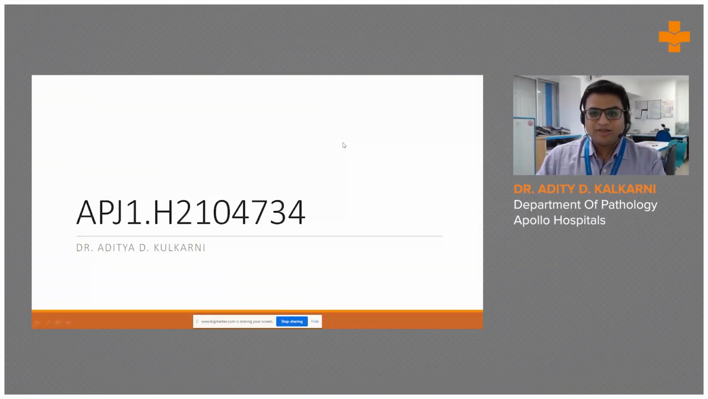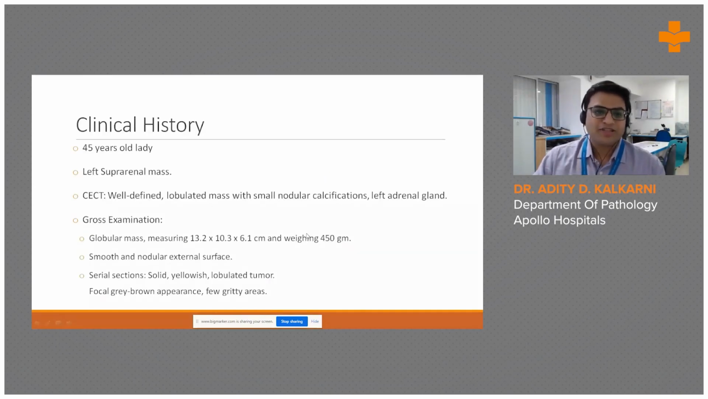So from a congenital anomaly, we go on to our old-fashioned carcinomas. This is a case of a 45-year-old lady with a left suprarenal mass, which on CECT was shown to have a lobulated appearance and small nodular calcifications. On gross examination, when we received the entire adrenal gland, we found it was quite a big tumor, and it measured around 13 into 10 into 6, and it weighed around half a kilogram.